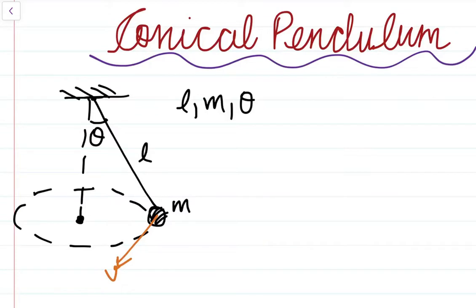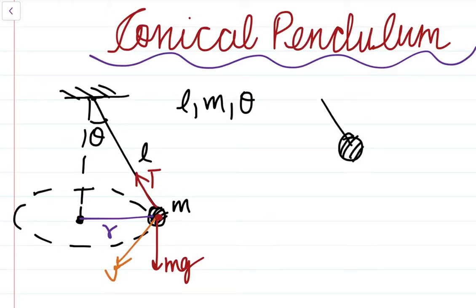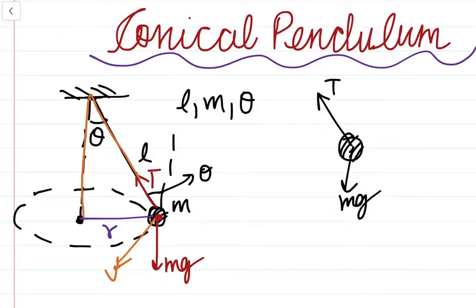So speed v is tangential to the circle, we don't know what speed v is, and let the tension in the string be T, and the mass of the bob is m, so it will be exerting the force mg in the downward direction. And let this length here be the radius r of the circle in which it is moving. So when we draw the free body diagram of the bob, tension is acting in this direction, mg is acting in this direction. Obviously this angle will also be equal to theta.